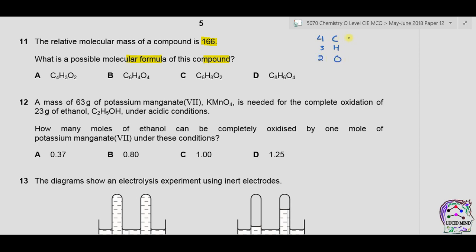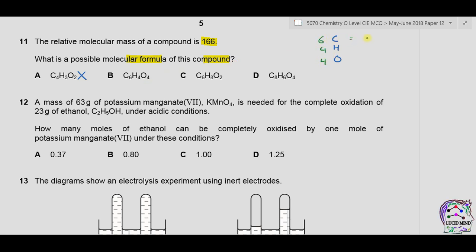The atomic mass of carbon is 12, so 4 into 12 becomes 48. 3 into 1 forms 3. 2 into 16 for oxygen is 32. So the molecular mass of A comes equal to 83. A is therefore incorrect. For part B, we have 6 carbons, 4 hydrogens, 4 oxygens.